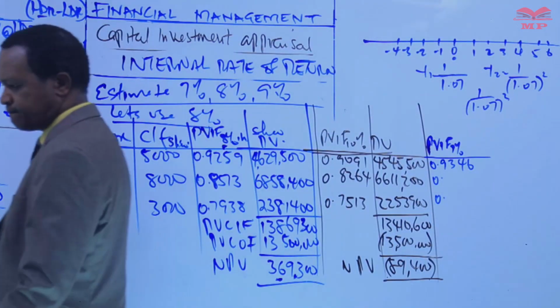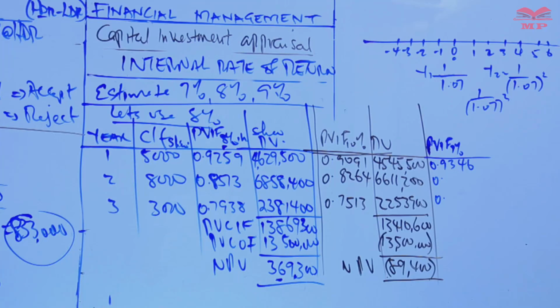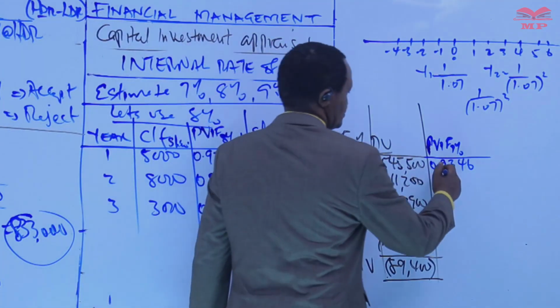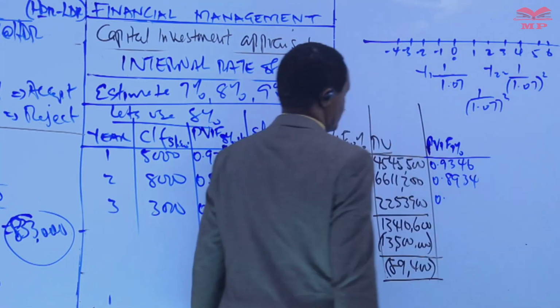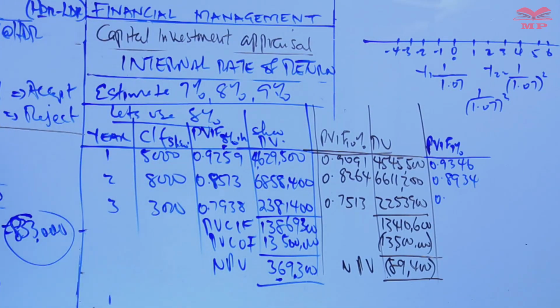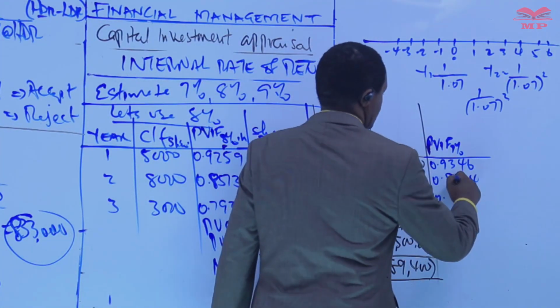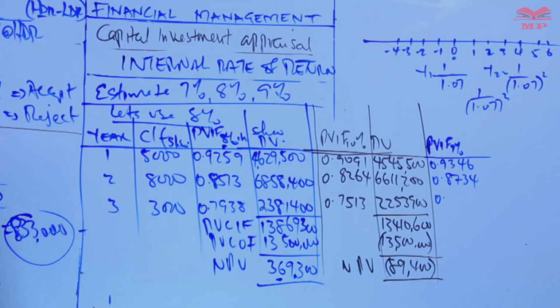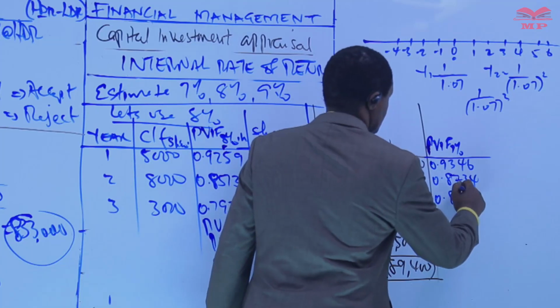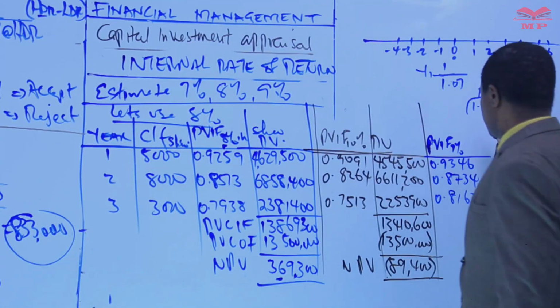Second year, 8934. Third year, 8163. 9346. 8734. It's 8734. Then third year, 8163. So what are the present values?